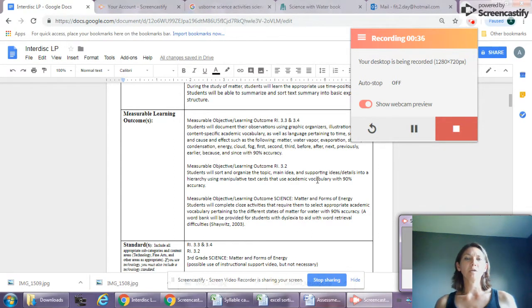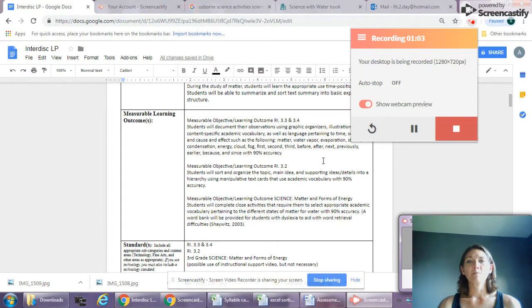The academic vocabulary is both for science and for language arts and has to do with states of matter, water changing form. And then we also use language arts academic vocabulary that is time, like cause and effect, and sequential language such as first, second, third, before, after.